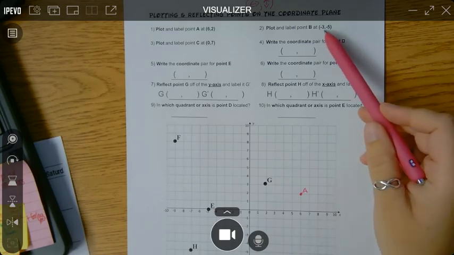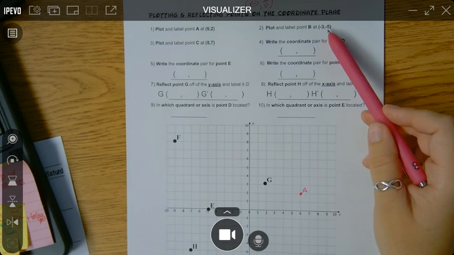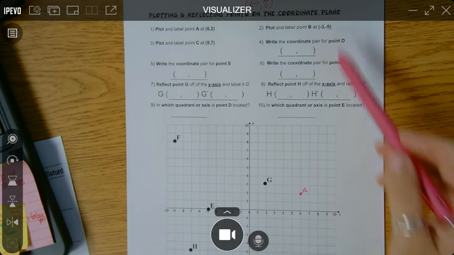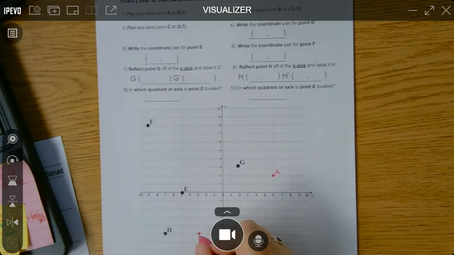Okay, so for B, which direction do you think you should go? Left 3 and which direction 5? Down 5. So left 3 and down 5. And I'm going to label that point B.